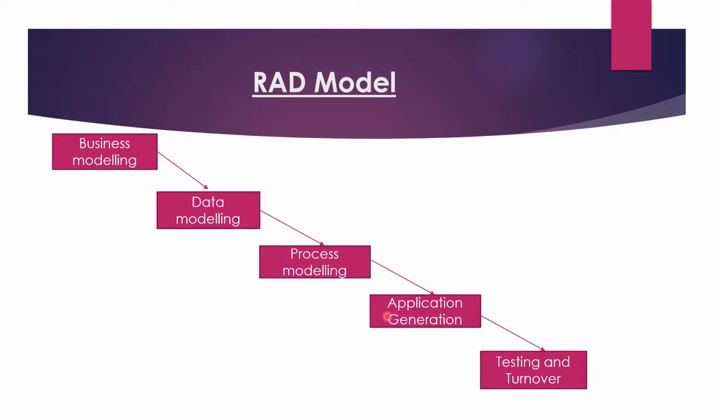And after the process modeling, the application generation phase comes. Rather than creating software using conventional third generation programming languages, RAD assumes the use of fourth generation techniques like AI, ML, and other techniques to build the software at an early stage. Means if the software requires automation, then the RAD model is sufficient for it.